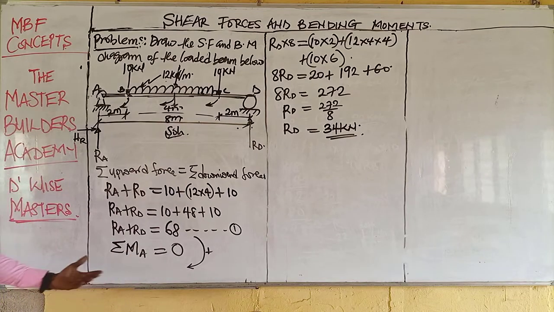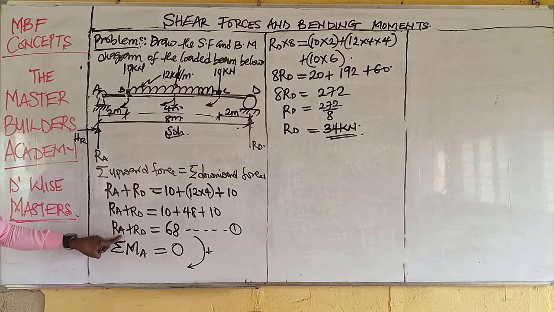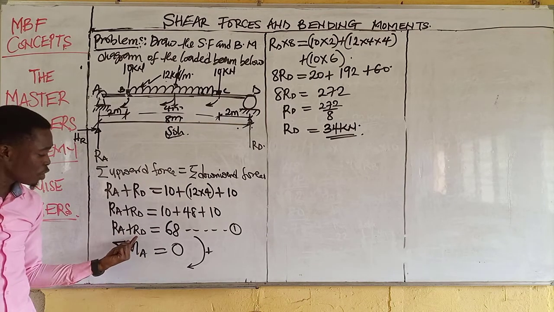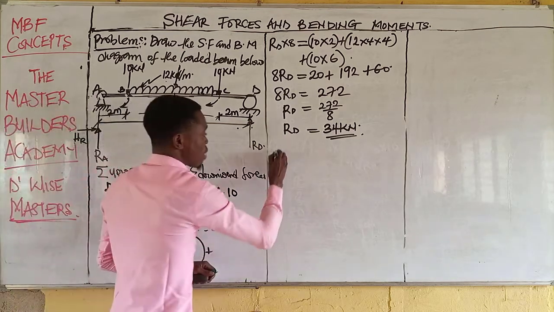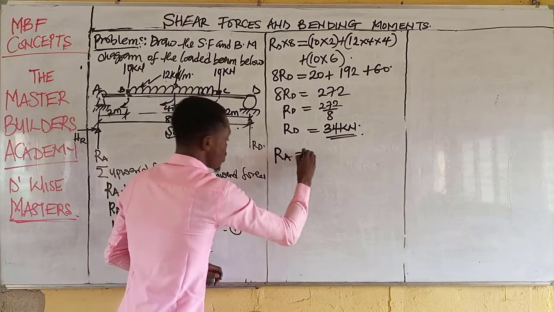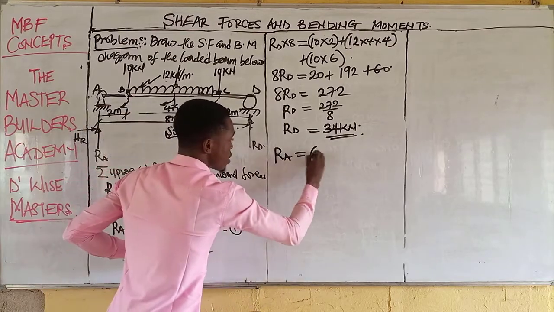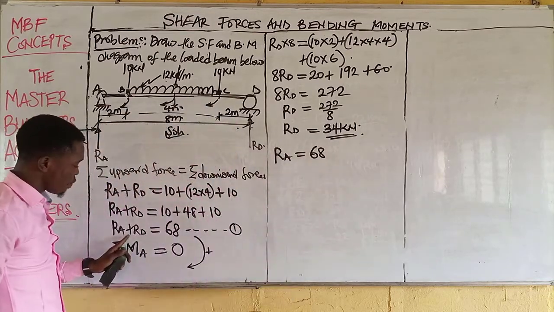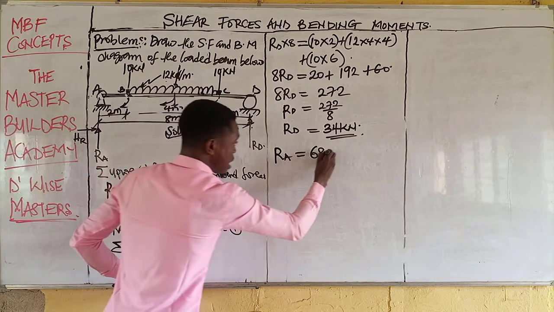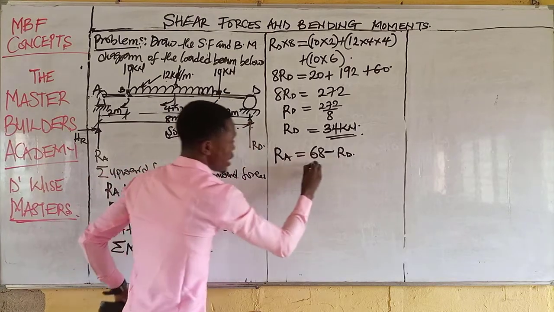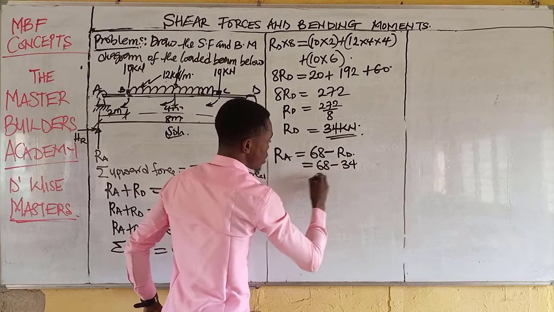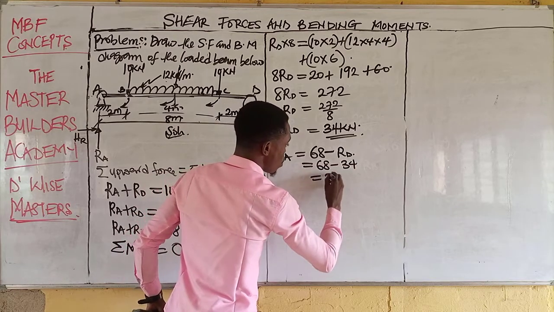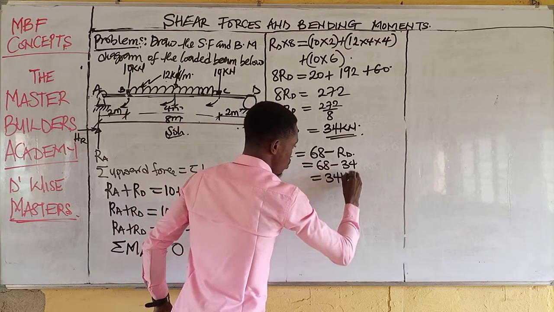Now for the reaction at A, we will make use of equation 1. Now that we already know D, it's just to make RA the subject of the formula. Then we have RA is equal to 68. When we take RD from left to right, it becomes negative RD. Then we have 68 minus 34, and 68 minus 34 will give us 34 kilonewton.